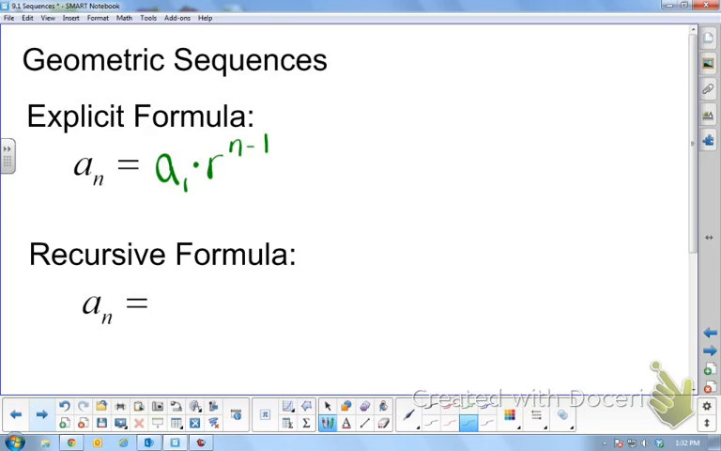Recursive is similar to the recursive for arithmetic sequences, except I should have put a sub n plus 1 there. Again, the a sub n plus 1 will stay there. It's always going to be a sub n plus 1. We're always going to have a sub n here, but instead of minus the common difference, we're going to multiply by the common ratio.